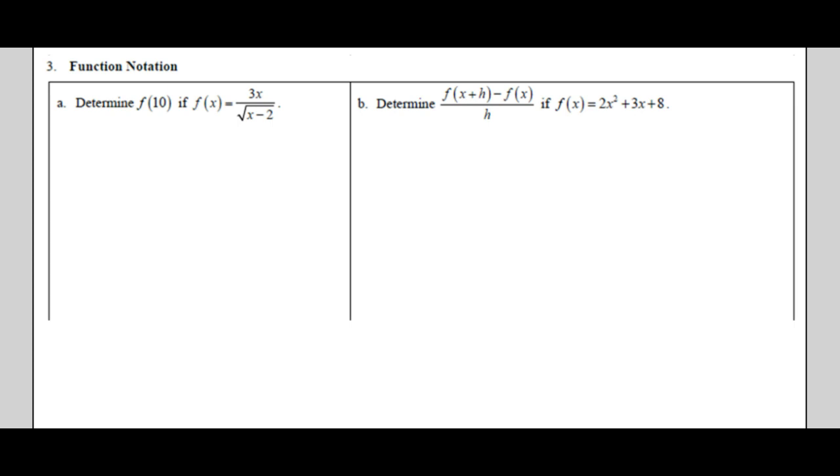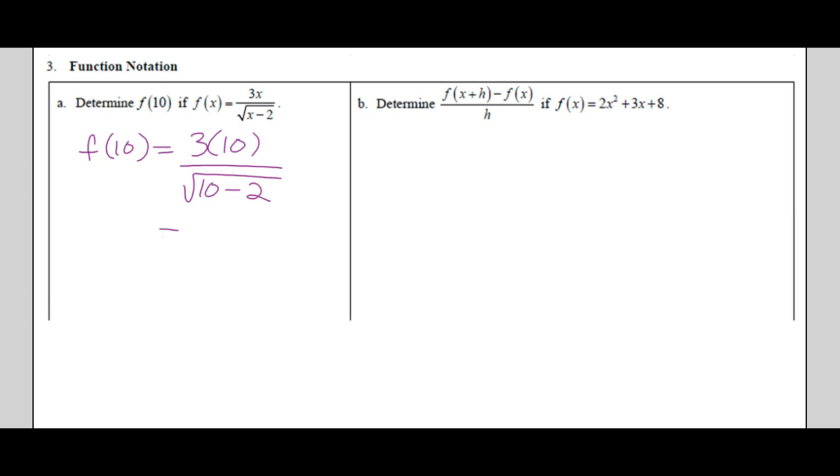Determine f of 10 if, so what do we do? Everywhere we see an x, we're going to replace it with a 10, right? So we could say f of 10. What does determine mean? Show your work. Thank you. I was going to say, you made it through 3 years of math at Wise without anybody telling you determine means show your work.